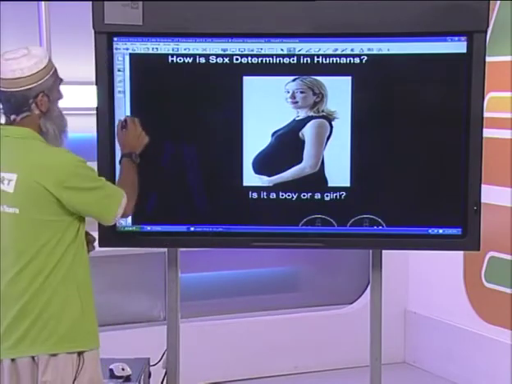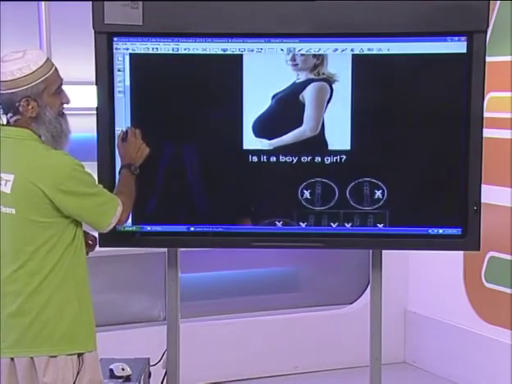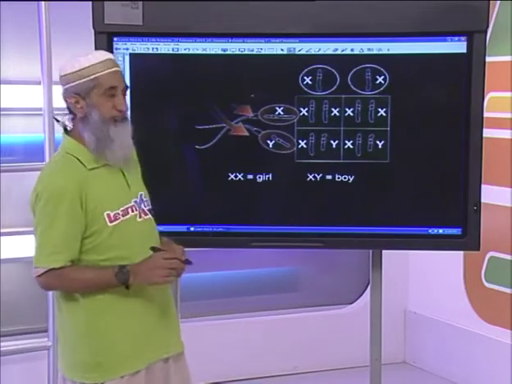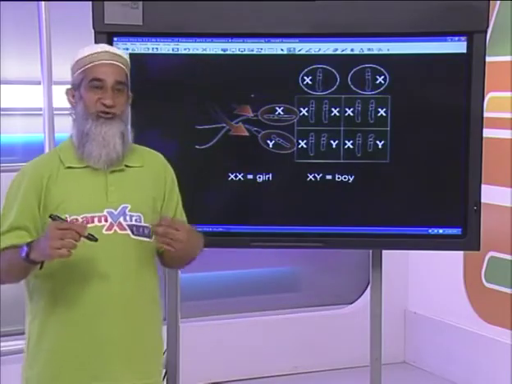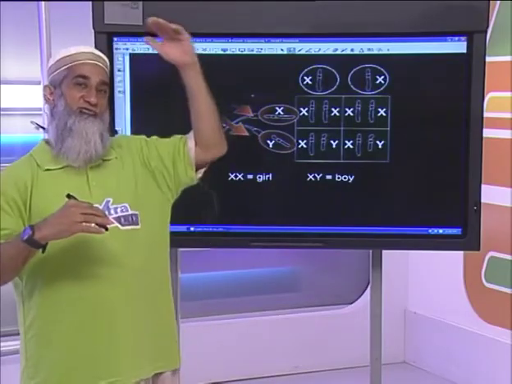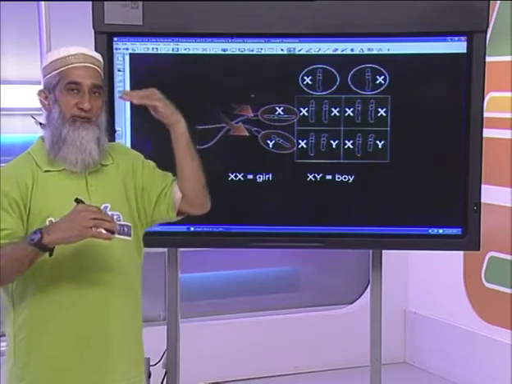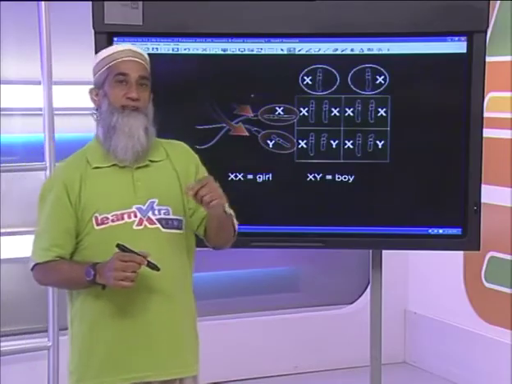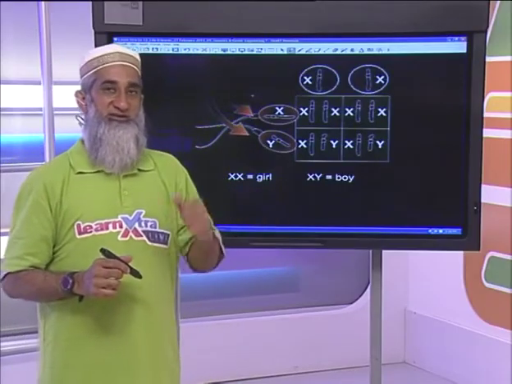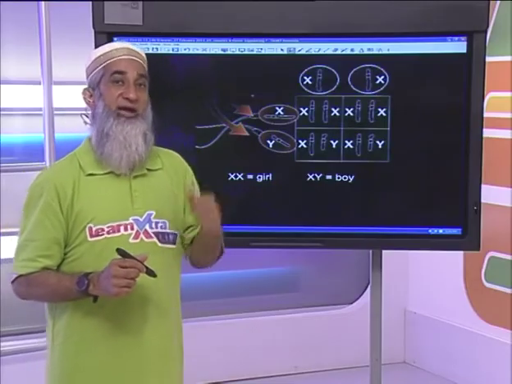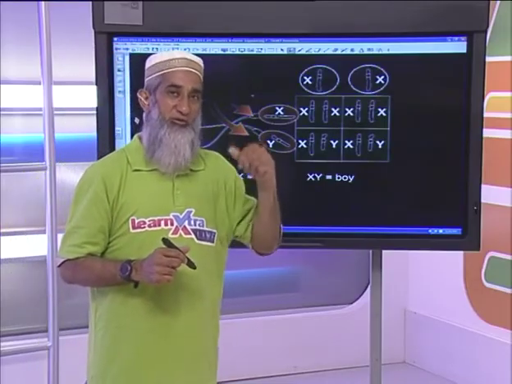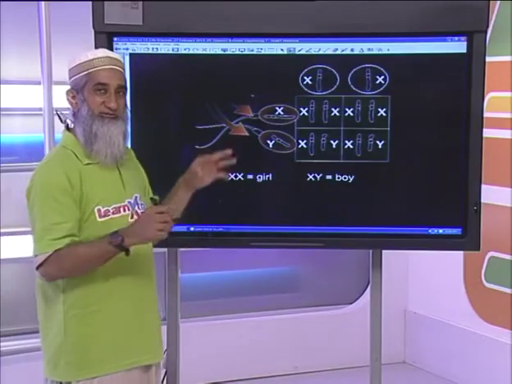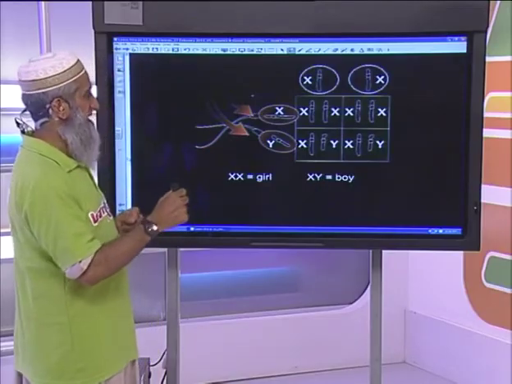And so there we have the mom with a nice round tummy, and she wants to know whether she's having a baby boy or a baby girl. And how is this done? Remember last week, we went through the whole procedure of P1, genotype, phenotype, etc. And then we went to the last part, the Punnett square. We also spoke about, when we spoke about meiosis, that the male has the sex chromosomes XY, and the female has the sex chromosomes XX.